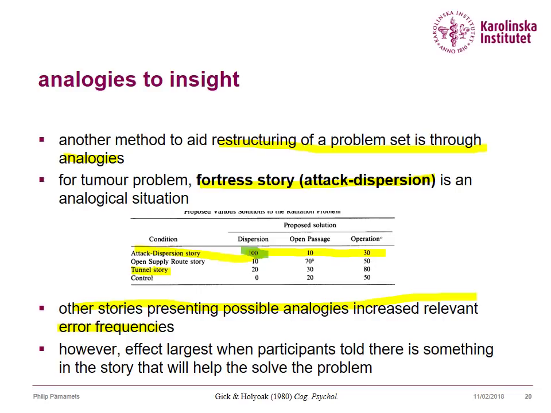And of course, this is another example of what we saw earlier with the water jug problem, of entrenchment, of using one solution. But instead of using it in the same kind of problem, this is a case of analogical transfer.